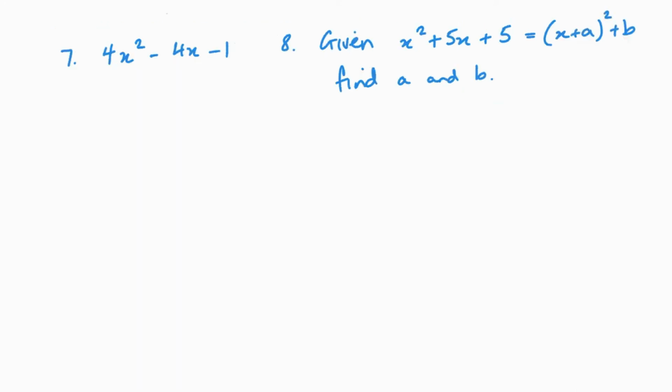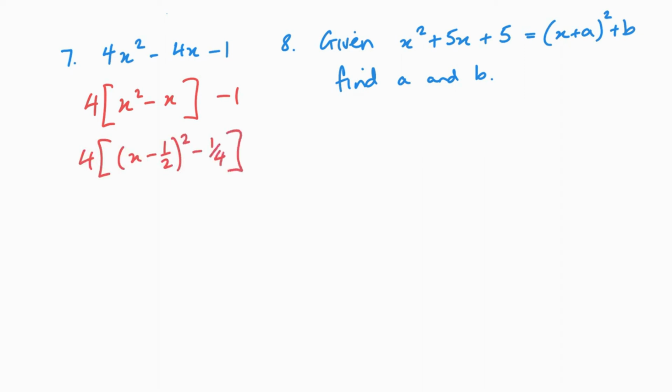Final two questions. Just take the 4 out. x squared minus x minus 1. So this is x minus a half squared minus a quarter minus 1. Then we've got 4 brackets x minus a half squared minus 1 minus 1. 4 brackets x minus a half squared minus 2.